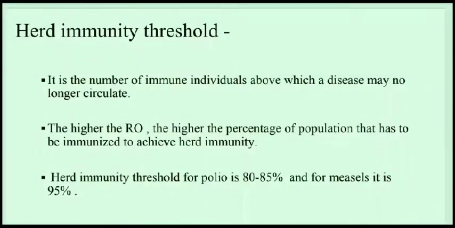When do we achieve herd immunity? Mathematically, it is defined on the basis of a number called the herd immunity threshold, which is the number of immune individuals above which a disease may no longer circulate. It depends upon the reproductive number of a particular disease. Reproductive number means how many persons will be infected by a single infected person. The higher the reproductive number, the higher the percentage of the population that has to be immunized to achieve herd immunity. For example, for polio, the herd immunity threshold is 80 to 85%. This means that 80 to 85% of the population needs to develop immunity to achieve herd immunity.